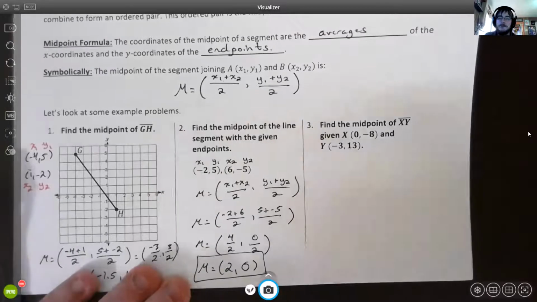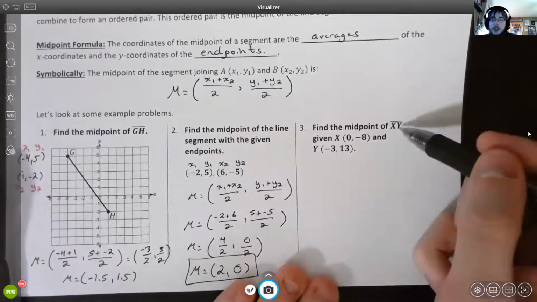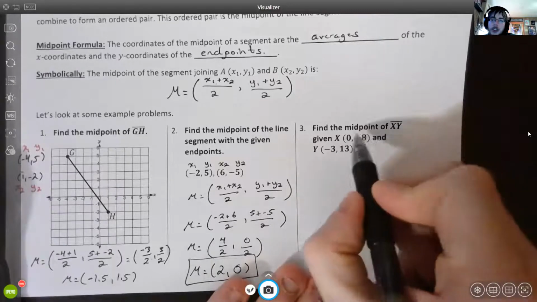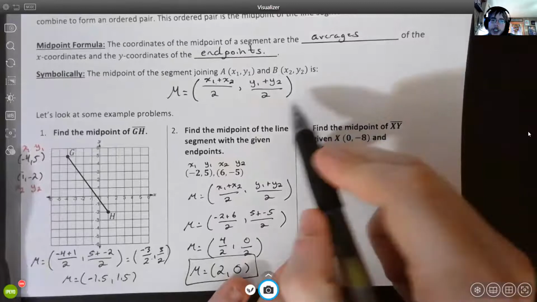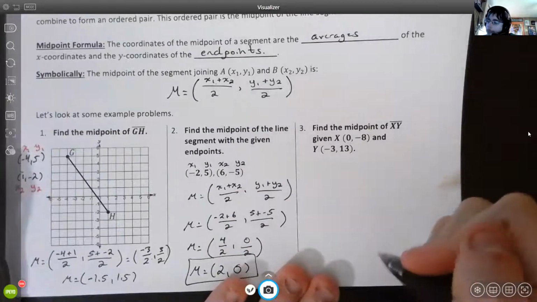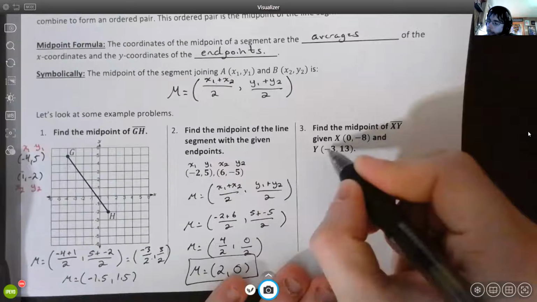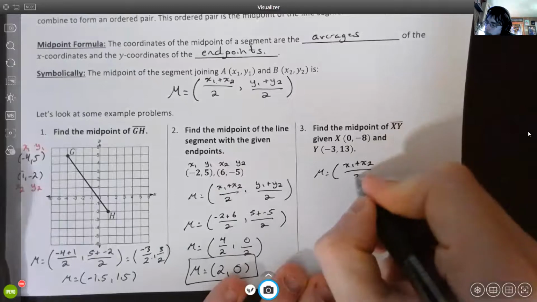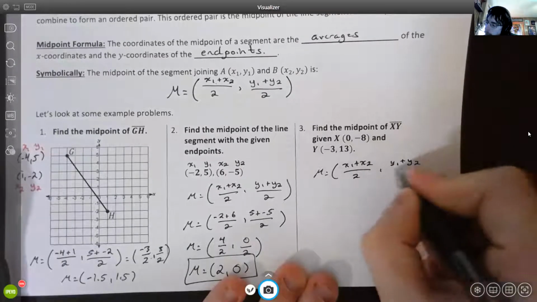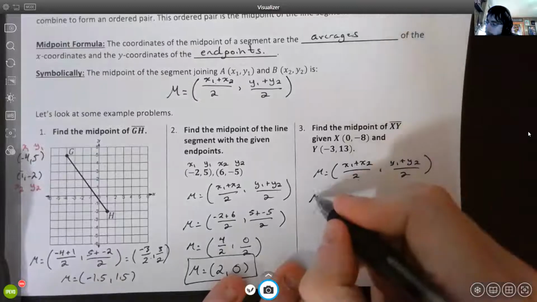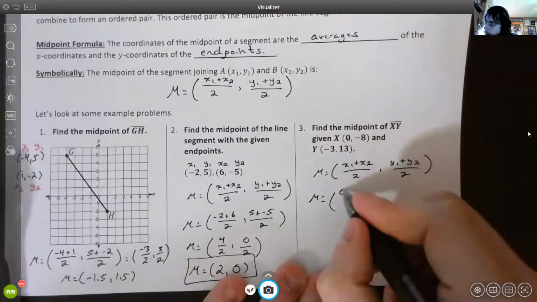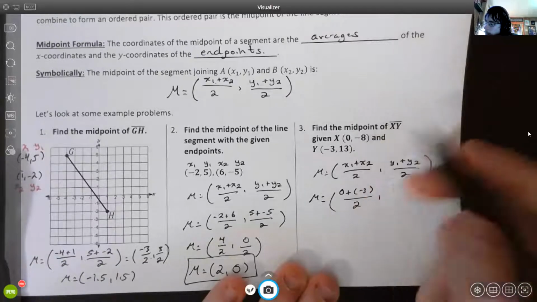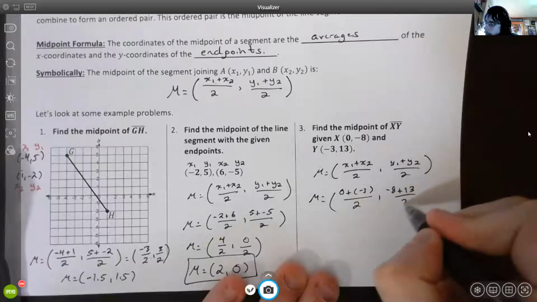All right, so number 3, find the midpoint of XY given X is (0, -8), and Y is (-3, 13). So again, you're looking for your midpoint, so you're going to be using your midpoint formula. Your x1, y1, x2, y2 for your midpoint. So if you plug those in, remember your x coordinate always comes first. So you've got 0 plus -3 over 2. And then for your other one, you have -8 plus 13 over 2.